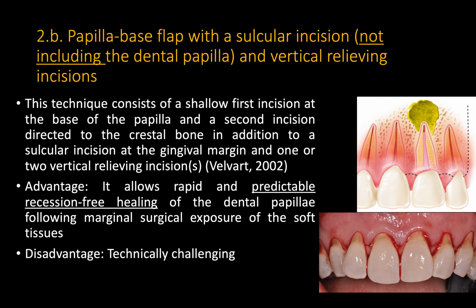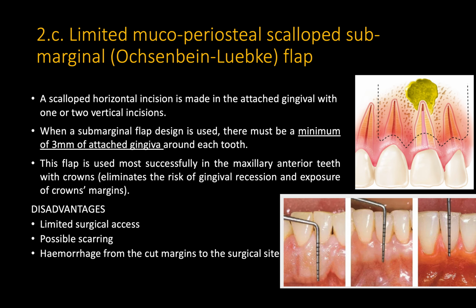You can imagine that this flap design is technically challenging, and this is the only disadvantage for it. Now, the last subcategory of the limited mucoperiosteal flaps is the scalloped submarginal or Oschenbein-Luebke flap design. Or some people pronounce it as Oxenbein flap design.